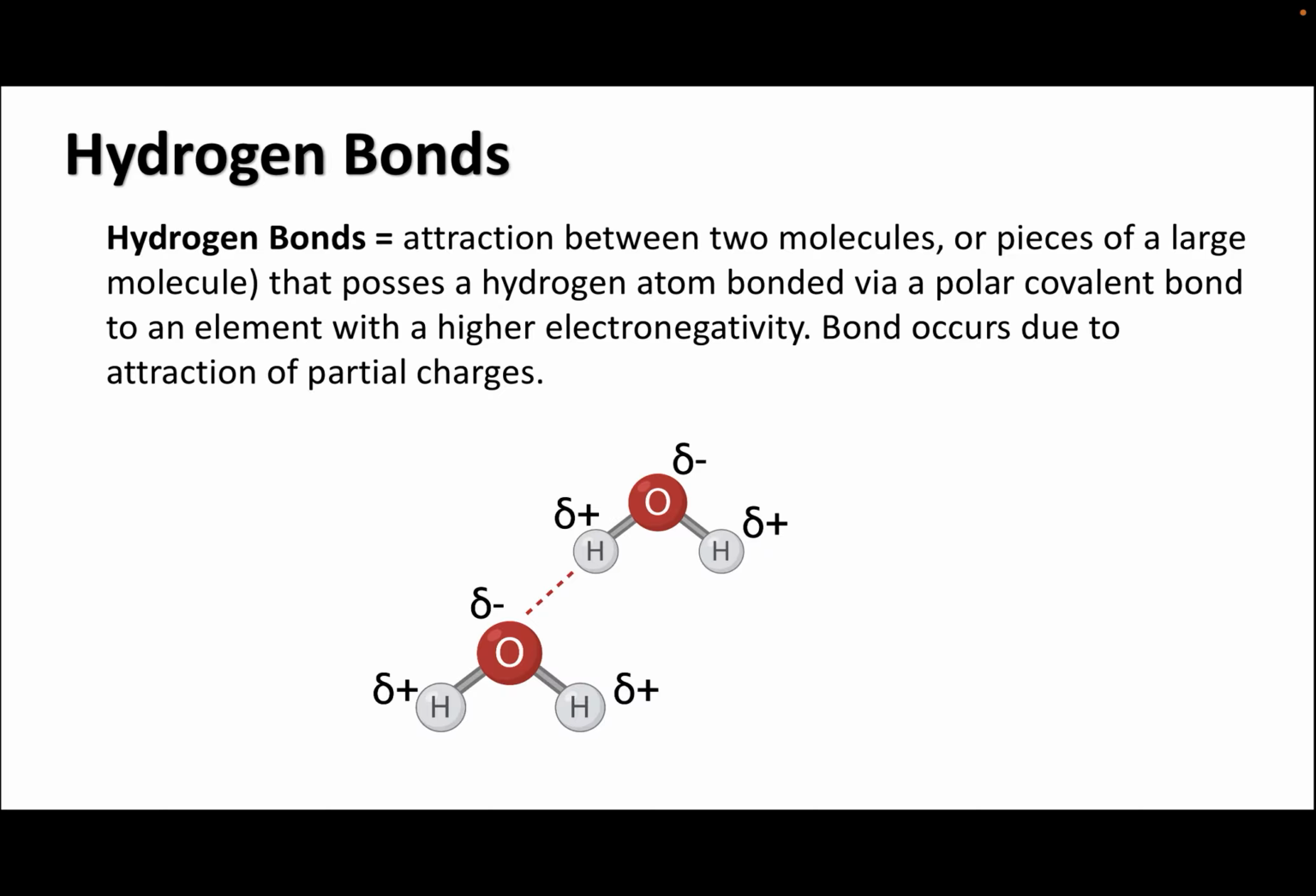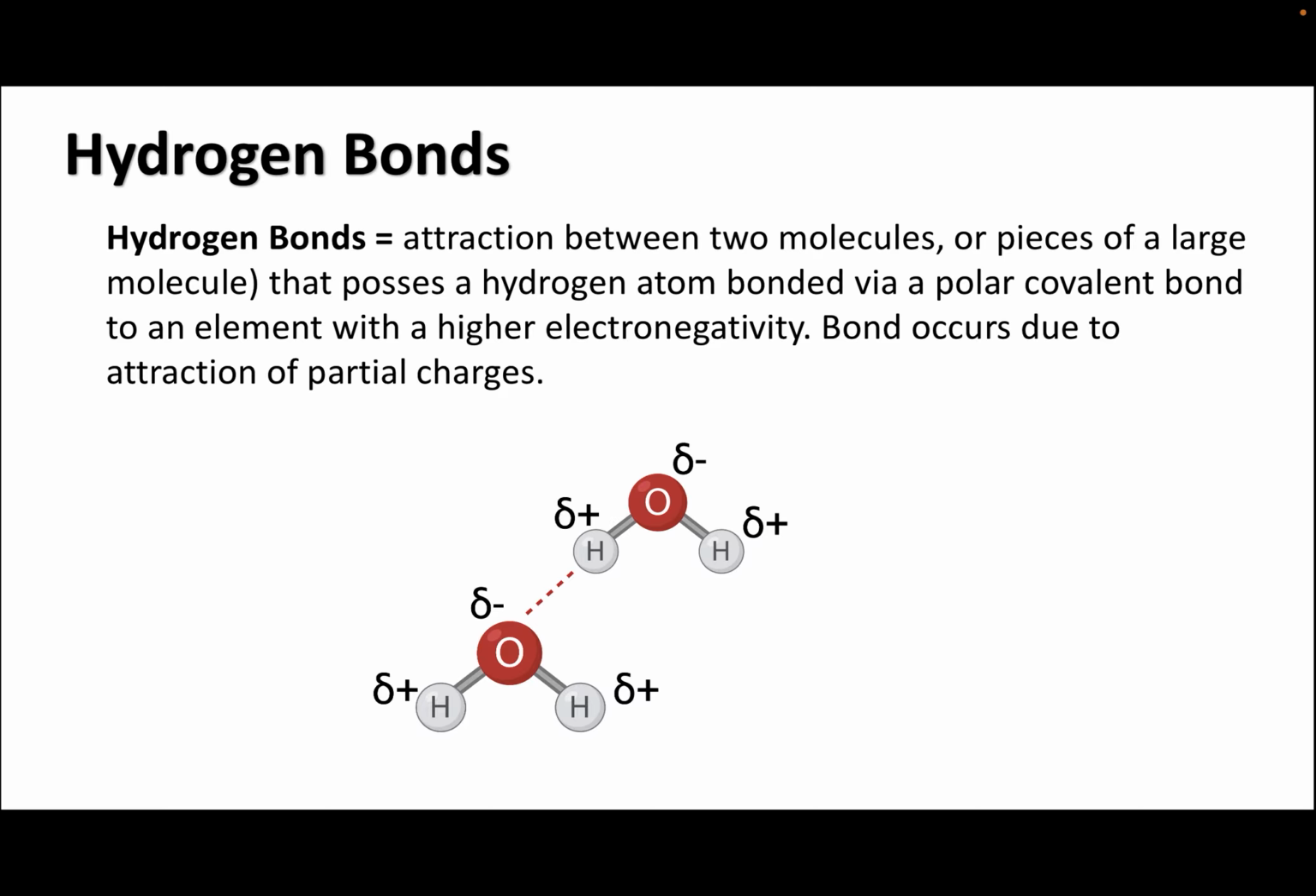Hydrogen bonds are attractions that occur between two molecules, or it can occur within a large molecule. But it occurs when you have a hydrogen atom that is forming a polar covalent bond with another atom that's much more electronegative than itself. Because hydrogen is a bit weaker than some of the things it bonds with, it tends to be the partial positive of a polar molecule. When there are two molecules side by side that are polar, they have opposite partial charges that can attract to each other. A really good example of this is what we see within water.